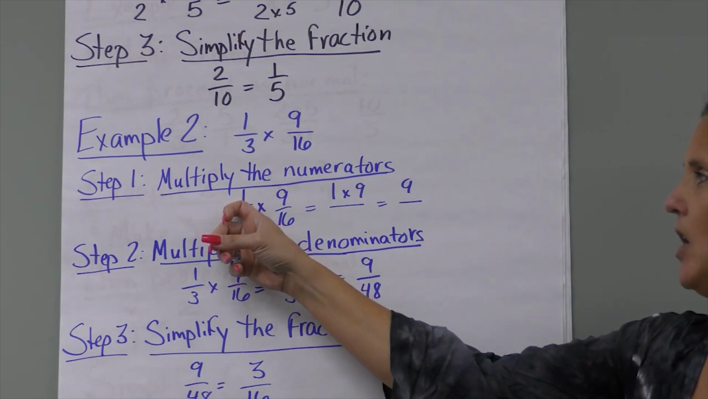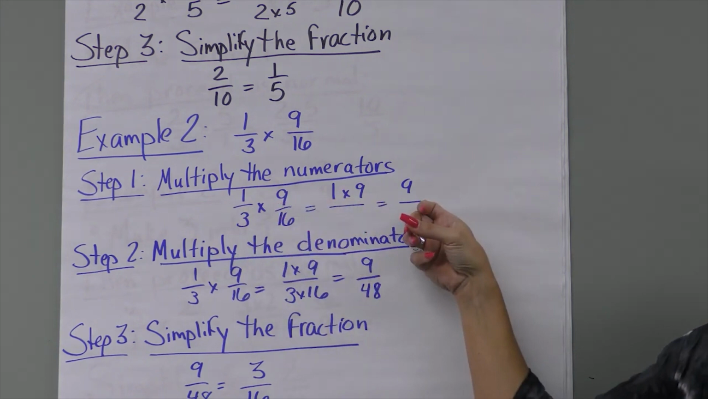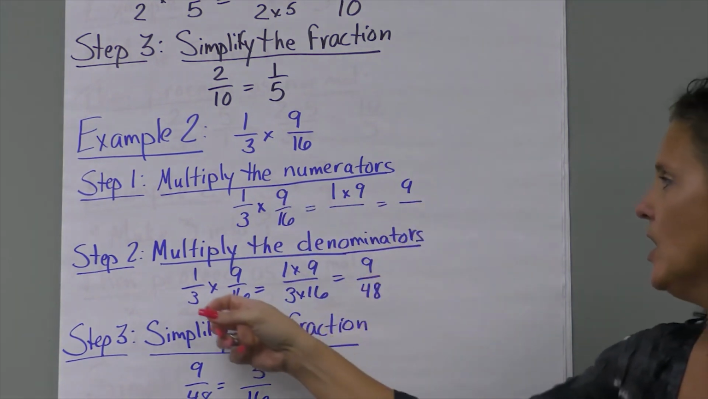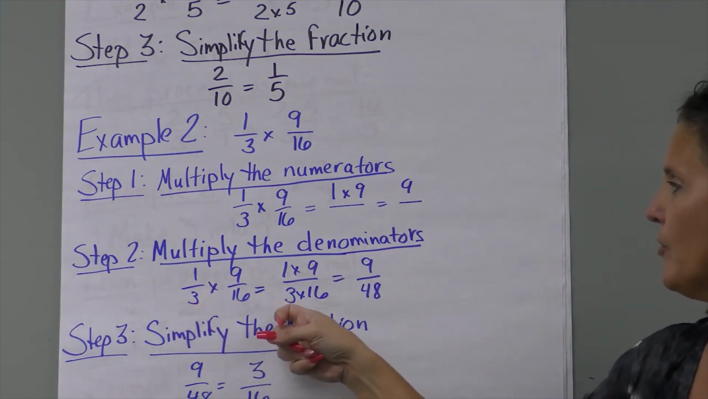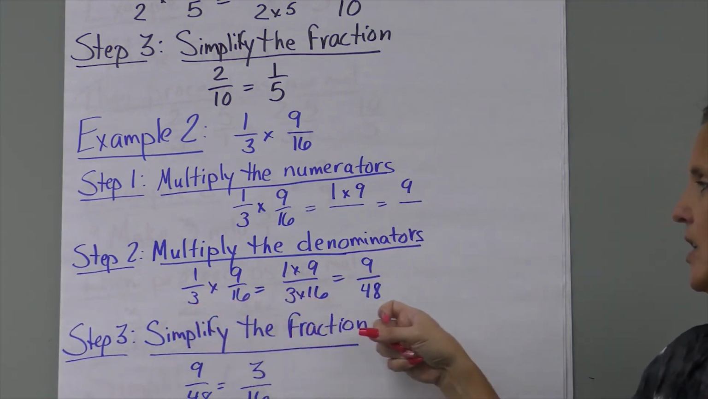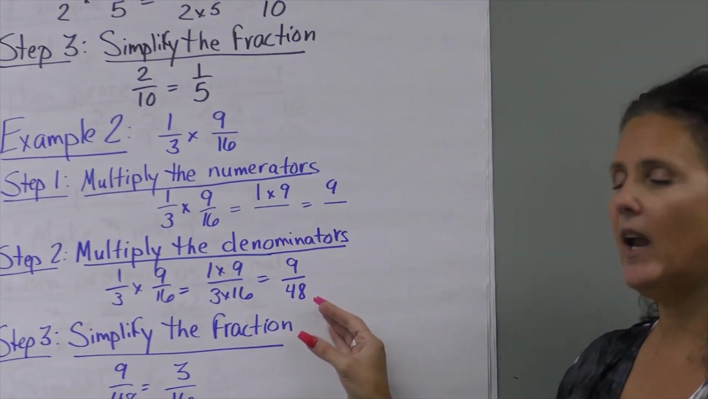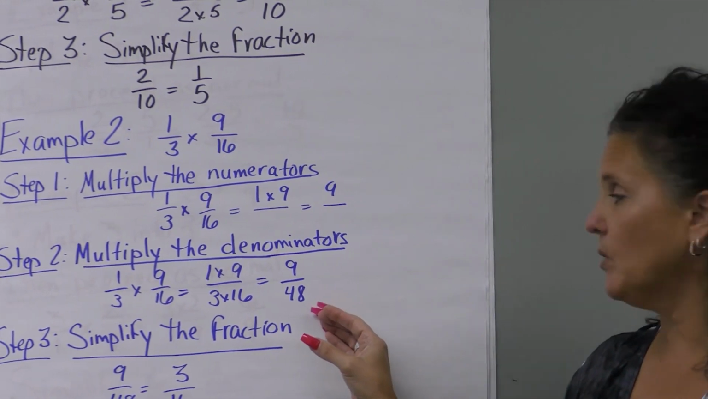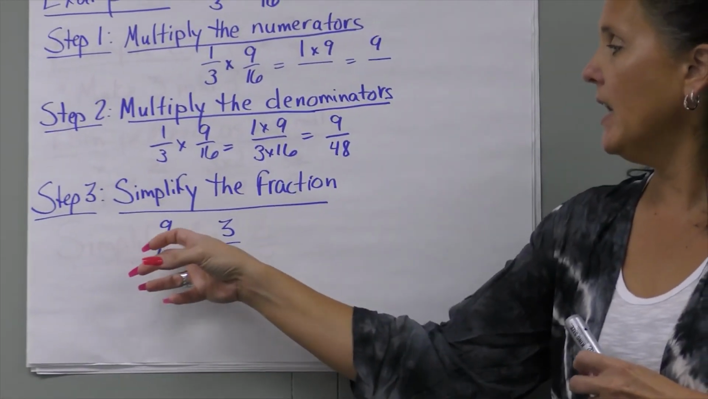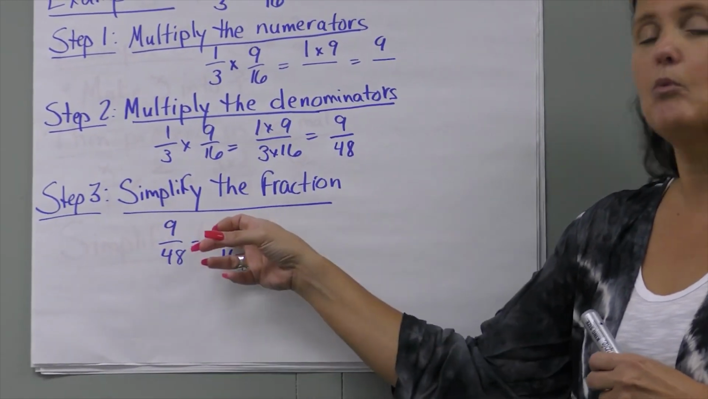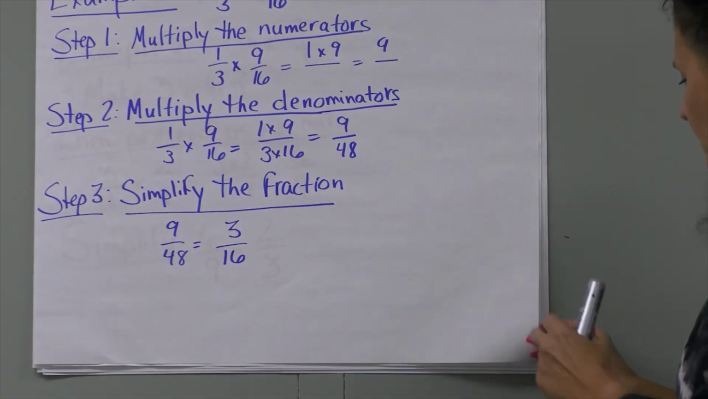Here are our numerators, the numbers on top. 1 times 9 is equal to 9. Then we're going to multiply our denominators. So we already have our 1 times 9 is equal to 9. We're going to multiply the 3 and the 16, which is equal to 48. So 9/48 is our answer. Can we simplify that? Yes, we can. So we can come down here. 9/48 is equal to 3/16.